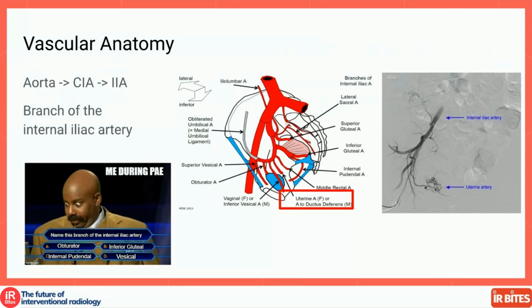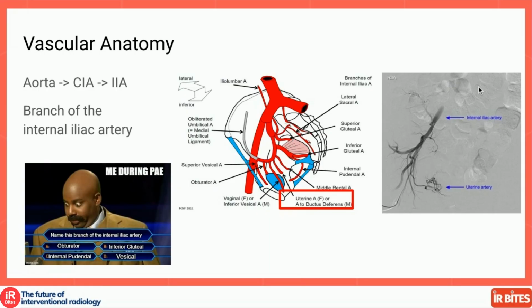So essentially, the abdominal aorta branches into the common iliacs on the left and right at the level of L4. And then the common iliac splits again into the external iliac, which becomes the femoral artery, and the internal iliac. And then that splits into the anterior and posterior division. So the uterine artery is a branch of the anterior division of the internal iliac artery.